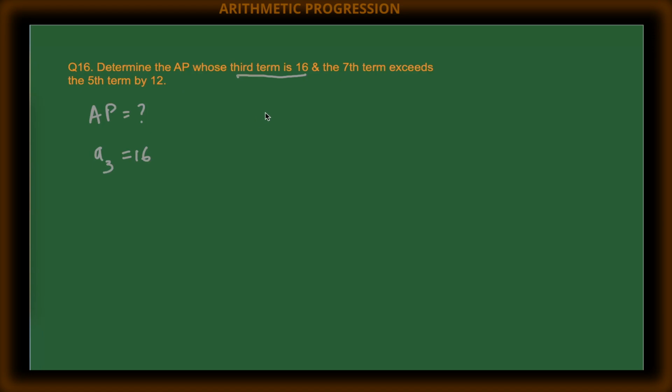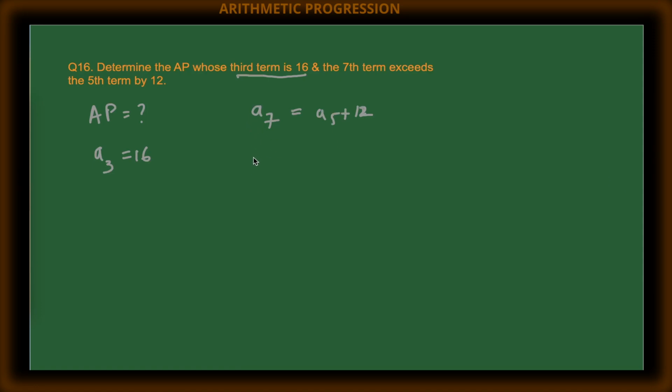So what it says is the seventh term exceeds the fifth term by 12. Exceeds is nothing but more, by 12. So this is how we can form it. Now that we know this, can we form an equation to solve it? How do you solve a7?